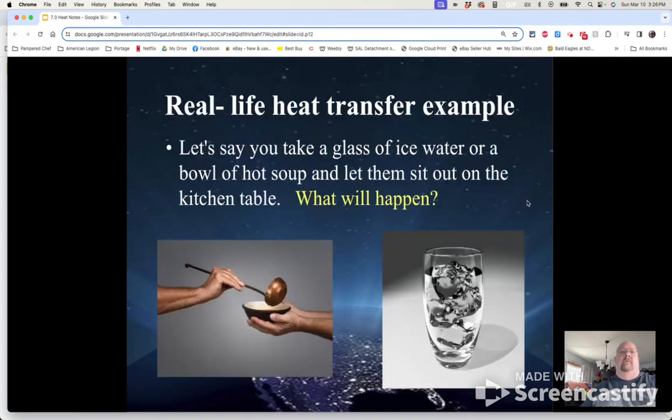So, here's a real life heat transfer example. Let's say you take a glass of ice water or a bowl of hot soup and let them sit out on the kitchen table. What will happen? I want you to think about that for just a second. What will happen to them? Obviously, we know that over time the soup will get cooler and the ice will melt in the glass. So, why does that happen?